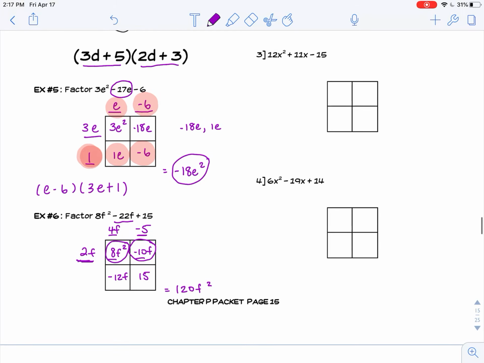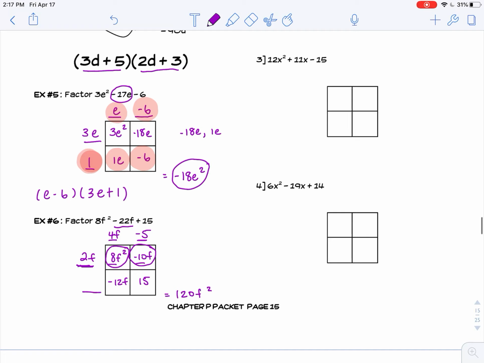Now I'm looking here. 4f times blank should give me negative 12f. 4f times negative 3 gives me negative 12f. And then negative 5 times negative 3 gives me 15. So this factors out to 4f minus 5 times 2f minus 3.